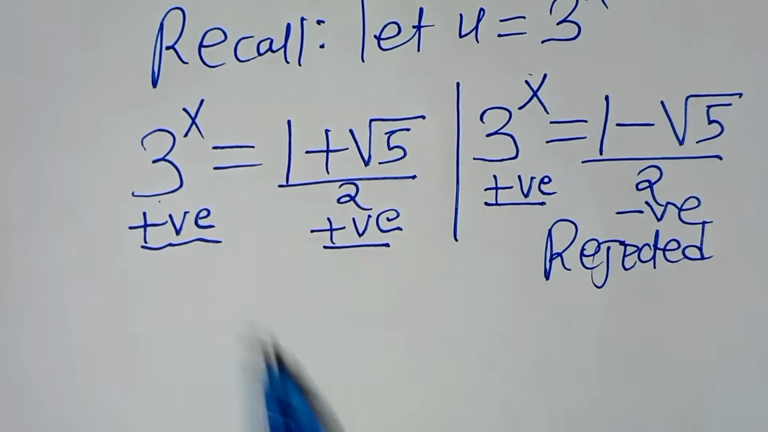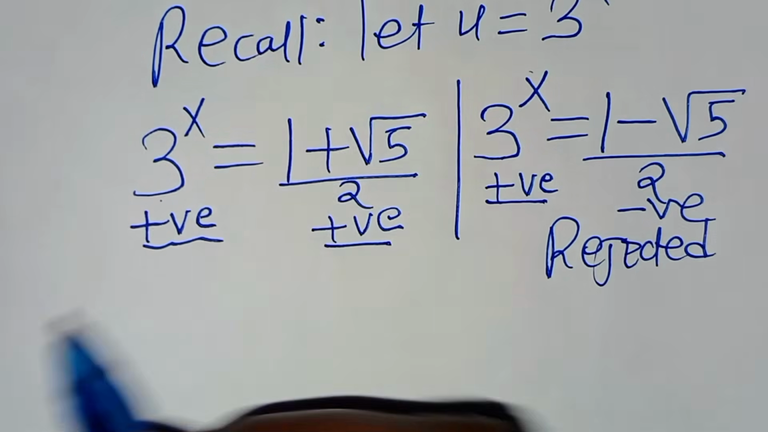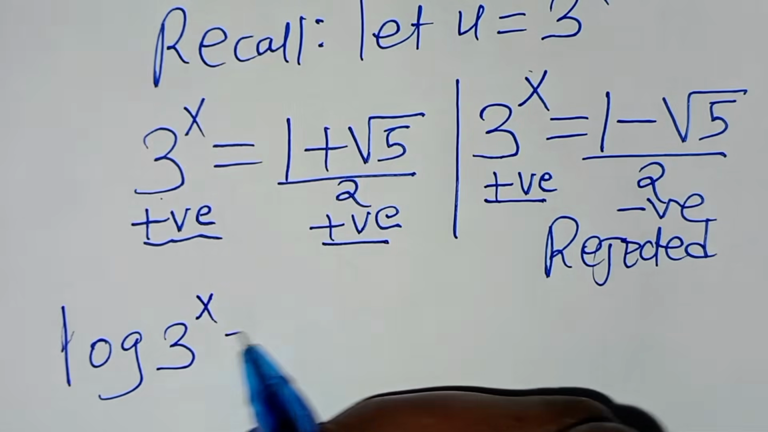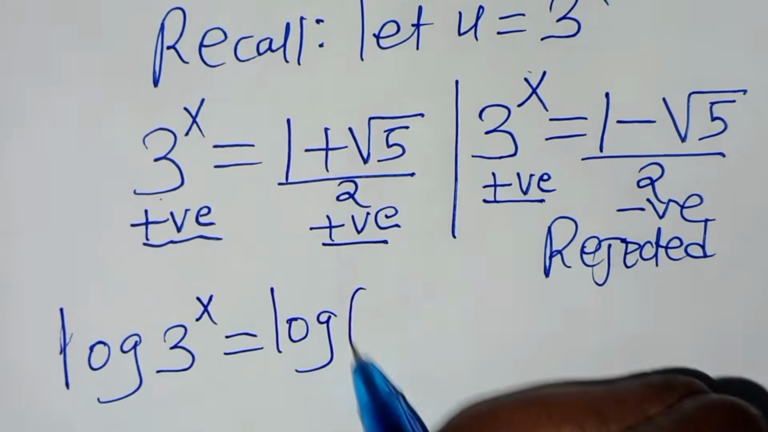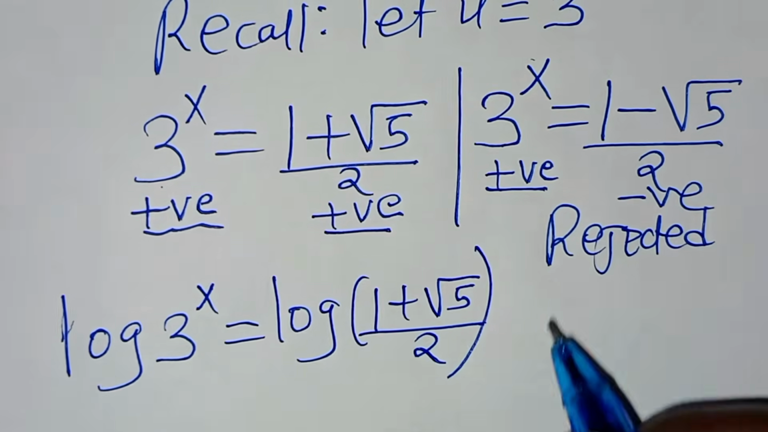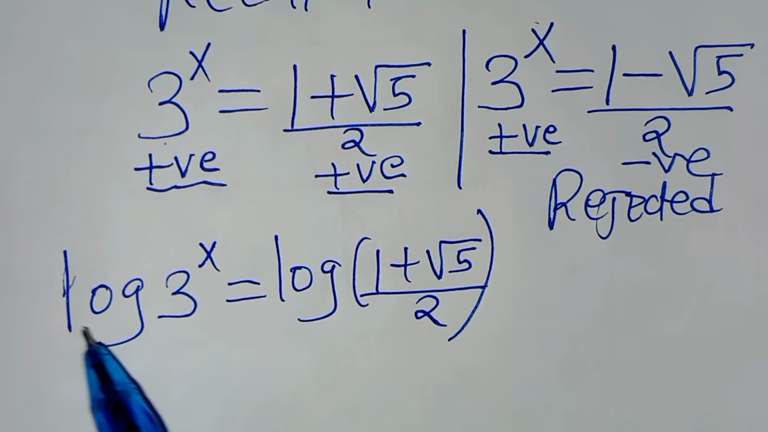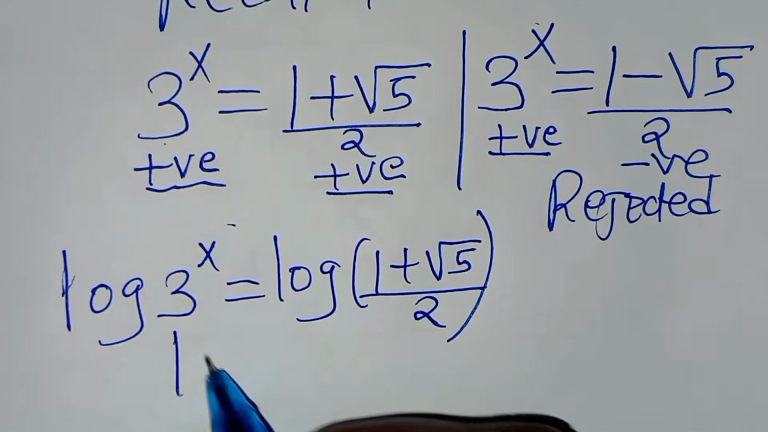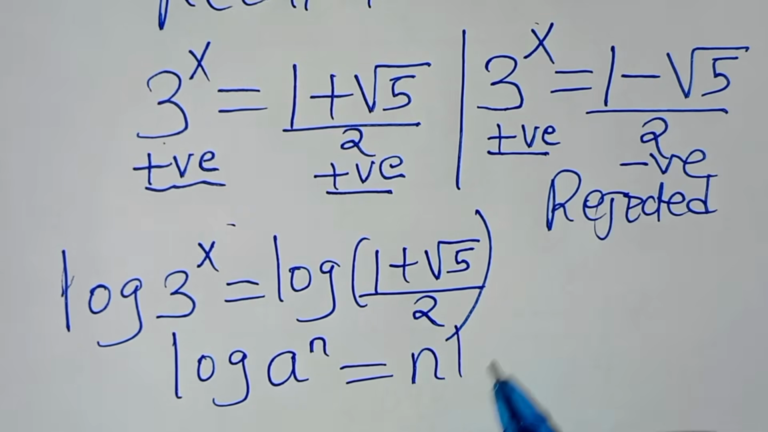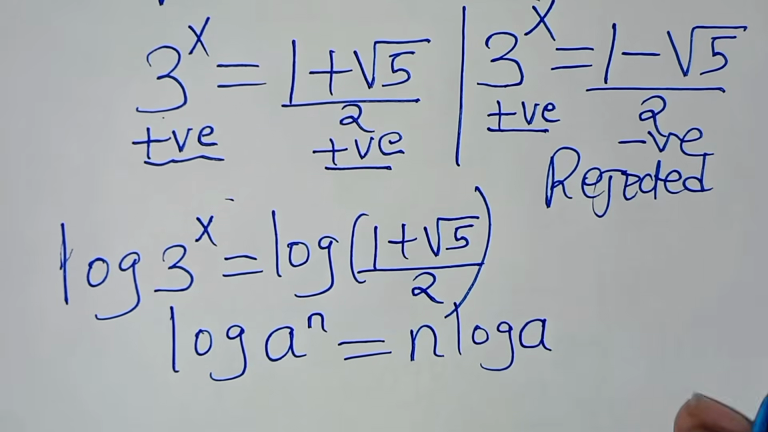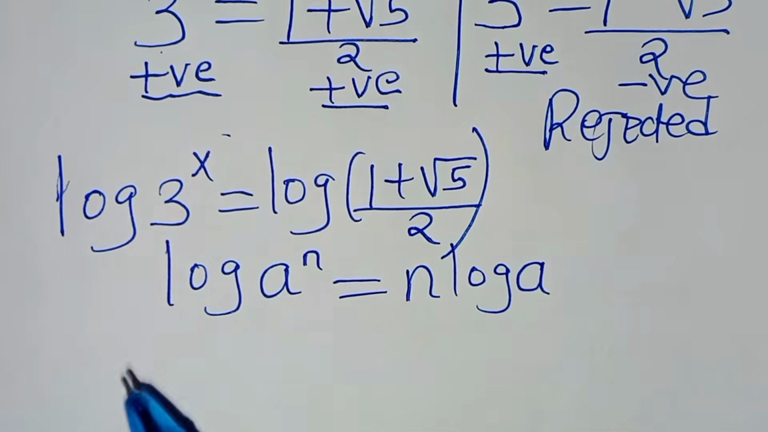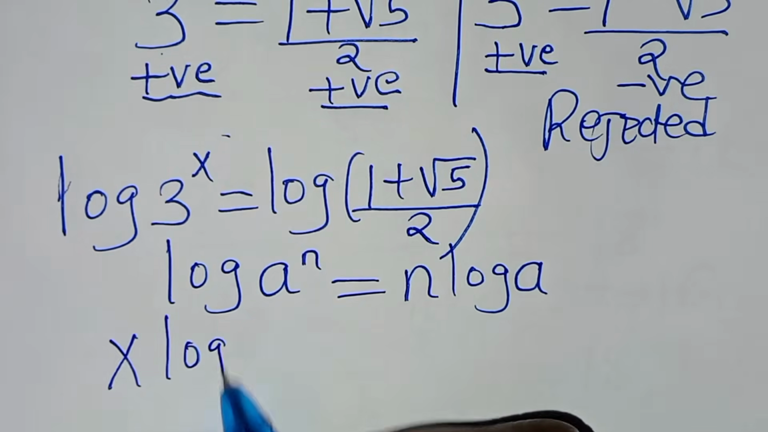Now, let's proceed to solve for the value of x here by introducing a logarithm. So we have log 3 to the power of x, which is equal to log of (1 plus square root of 5) divided by 2. You find that log 3 to the power of x is in the form of log a to the power of n, which we can express as n log a. So the next step from here, log 3 to the power of x becomes x log 3.